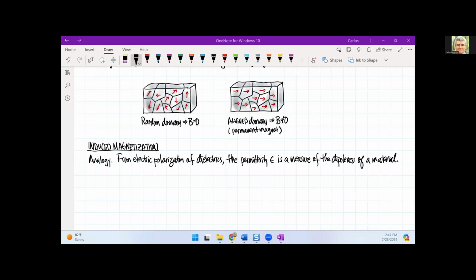So we want to apply this idea to magnetic dipoles. So in a similar manner, what we're finding here is that here's a new constant. It's called the permeability, which is defined as mu, is a measure of a material's tendency to align its magnetic moments.